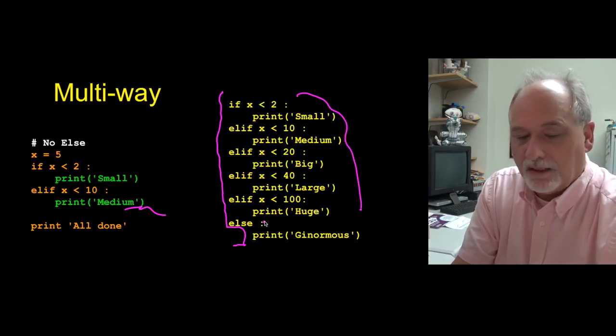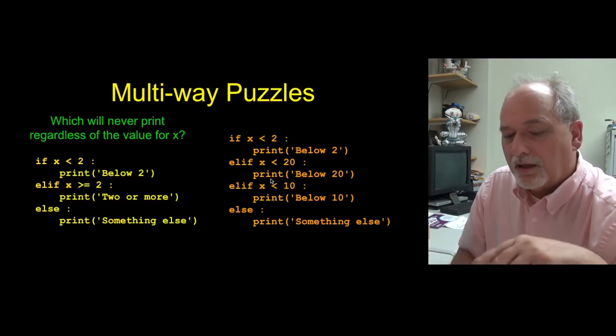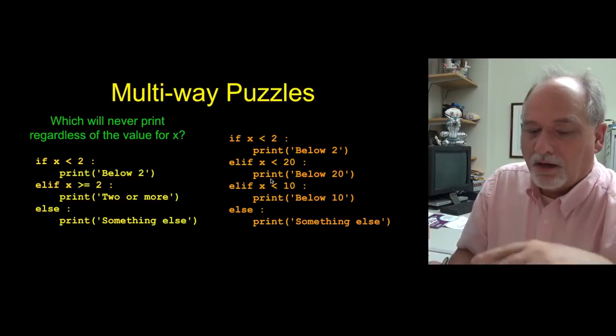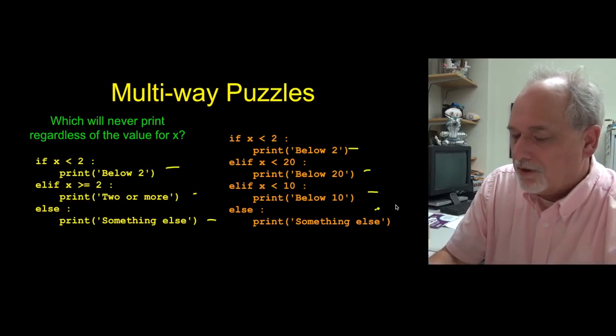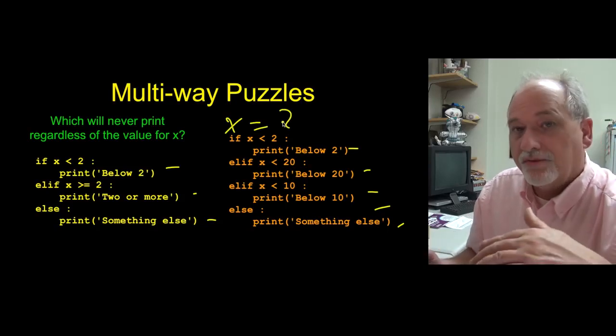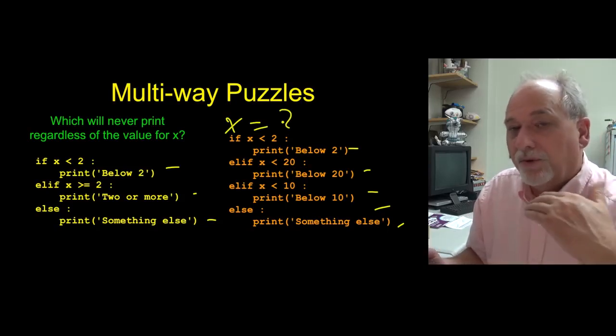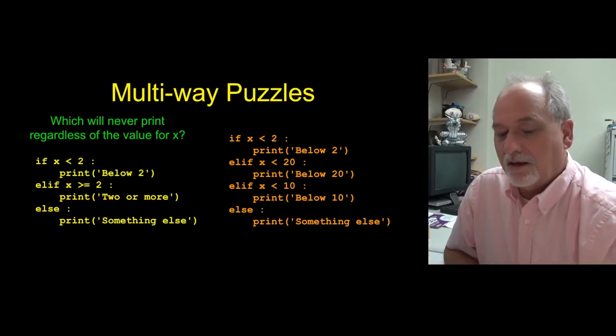Okay? So I've got a couple little things. I'll let you pause right now and look at the three or four lines of code, x equals something. The question is, are there lines of code that will never execute regardless of the value for x? I'll let you pause and think about it, and then I'll explain it to you.